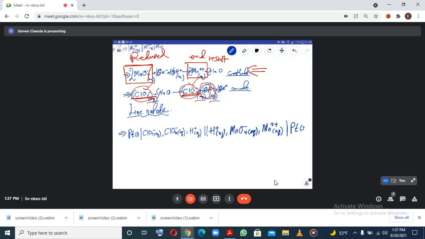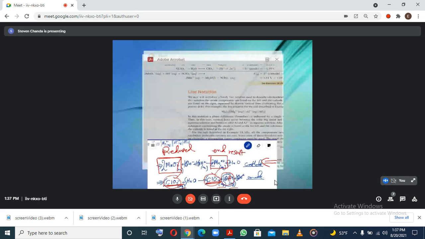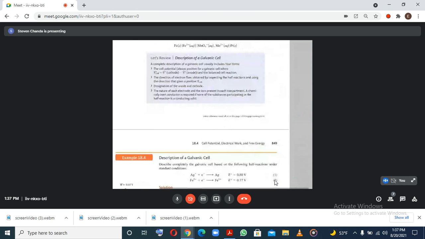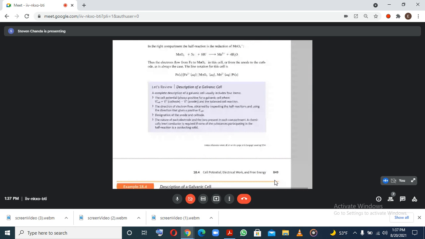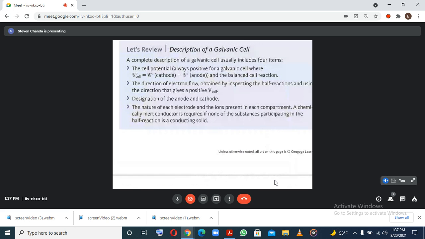solid. So you do the line notation this way when the components don't have something to act as a metal or to act as an electrode. So that's pretty much about these line notations. Very, very important. They like them. Before we look further, let's just summarize what we've discussed.